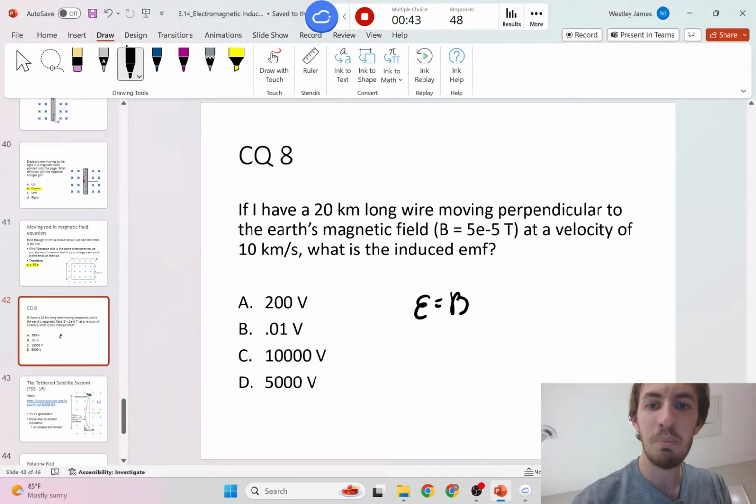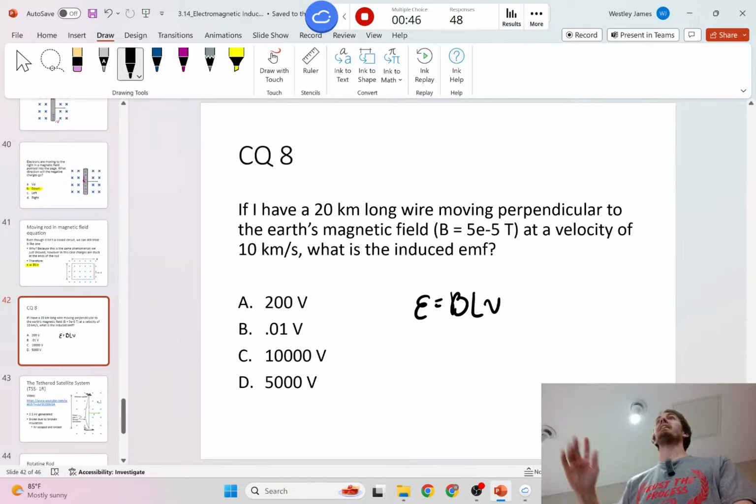Epsilon equals BLV. Just really straightforward. You just multiply. Now you have to convert. Don't forget to convert your units. You've got to convert the kilometer long wire to meters. You need to convert kilometers per second to meters per second, just like converting kilometers to meters.